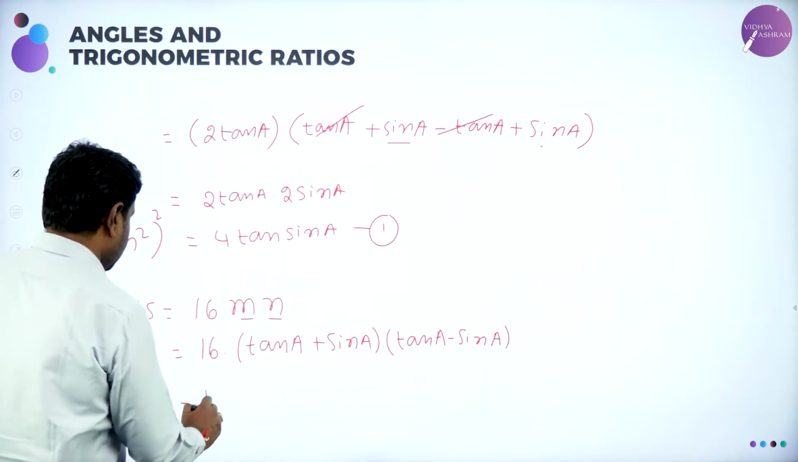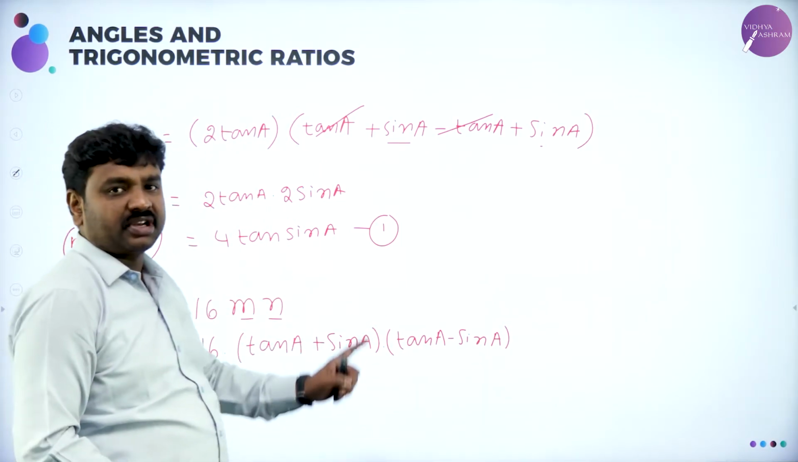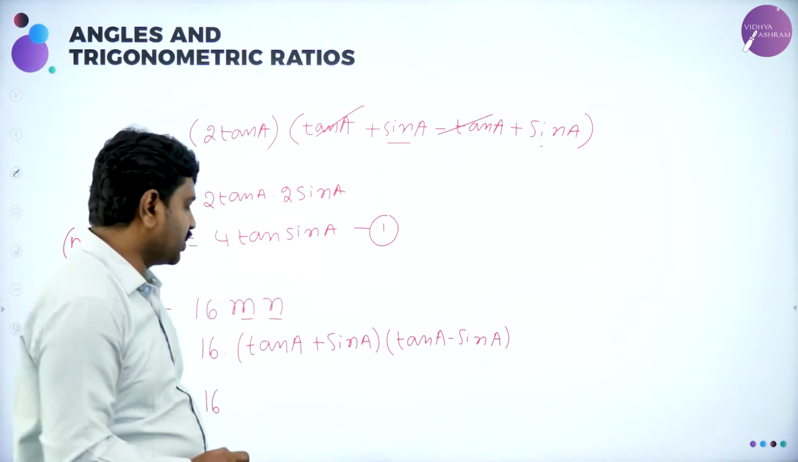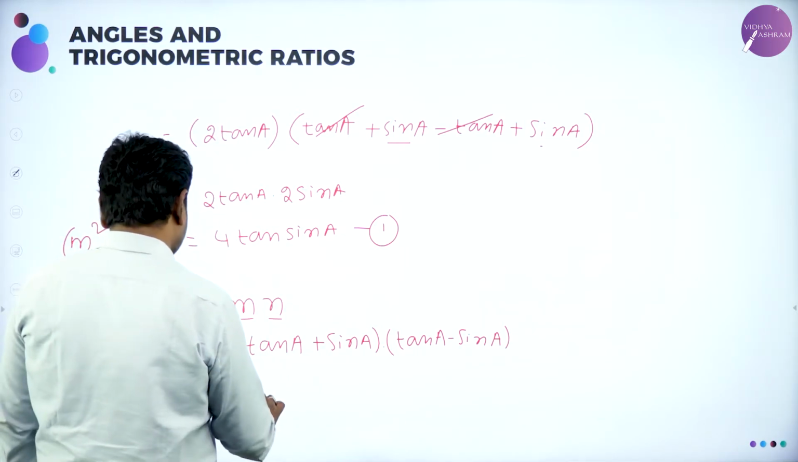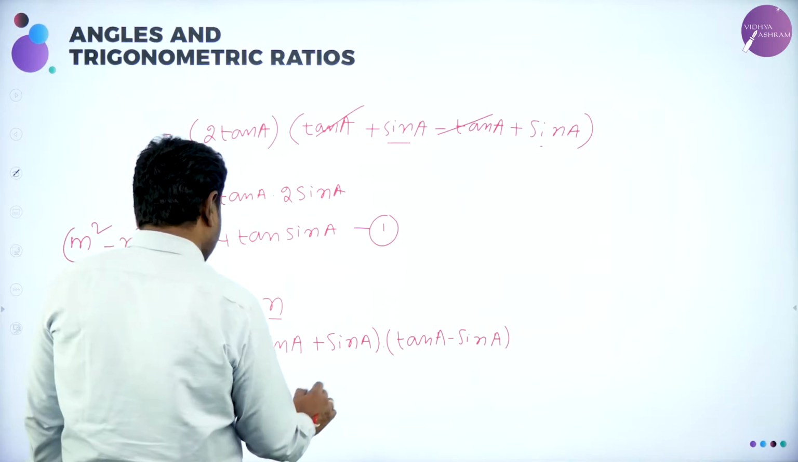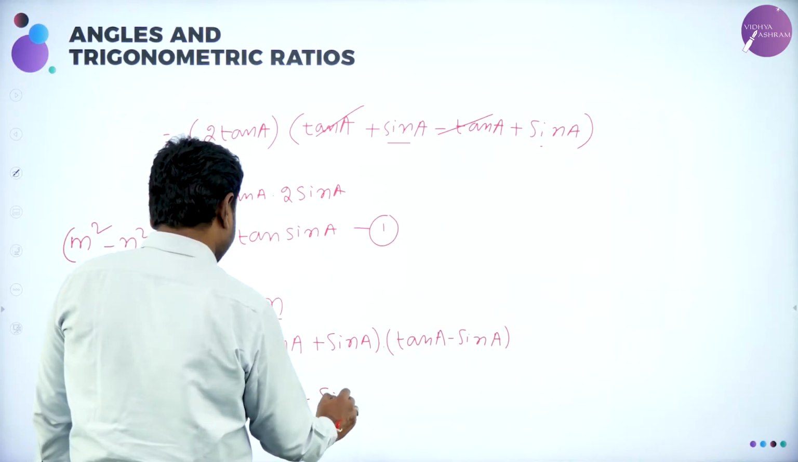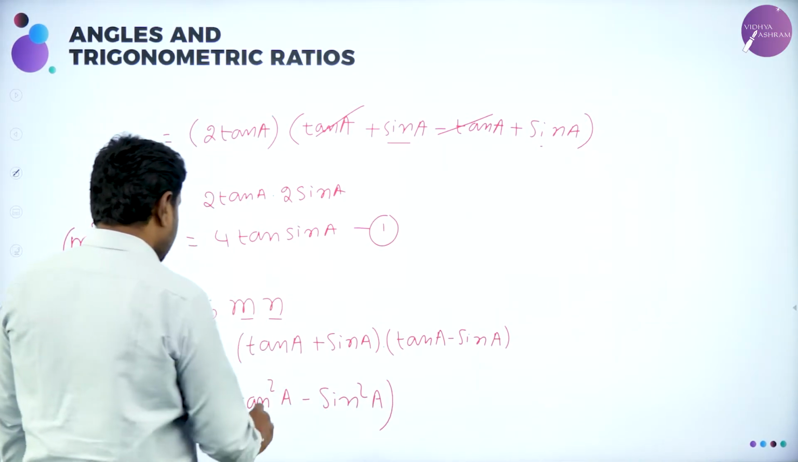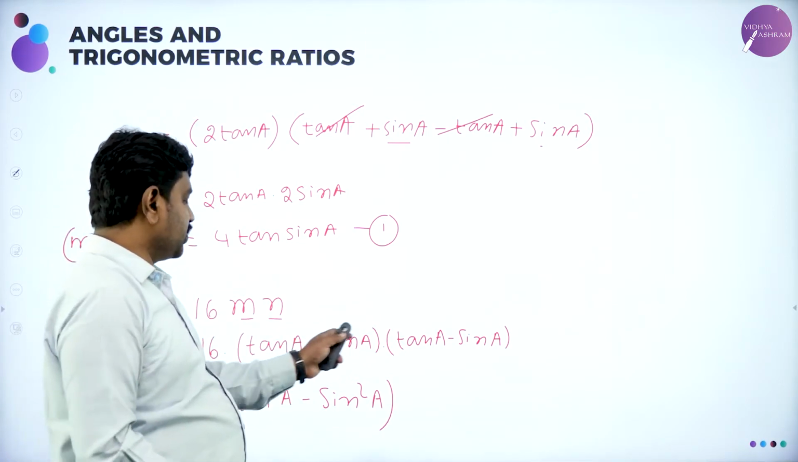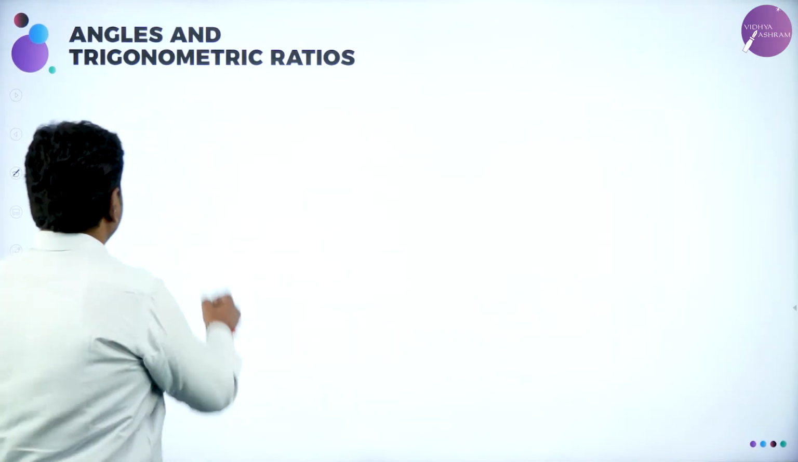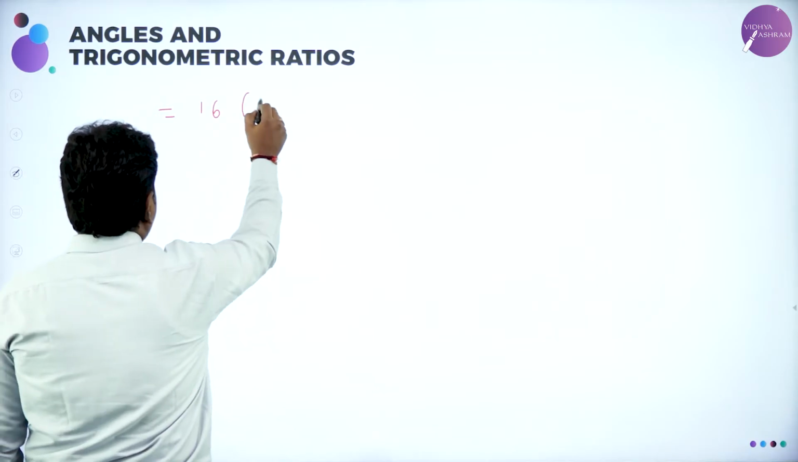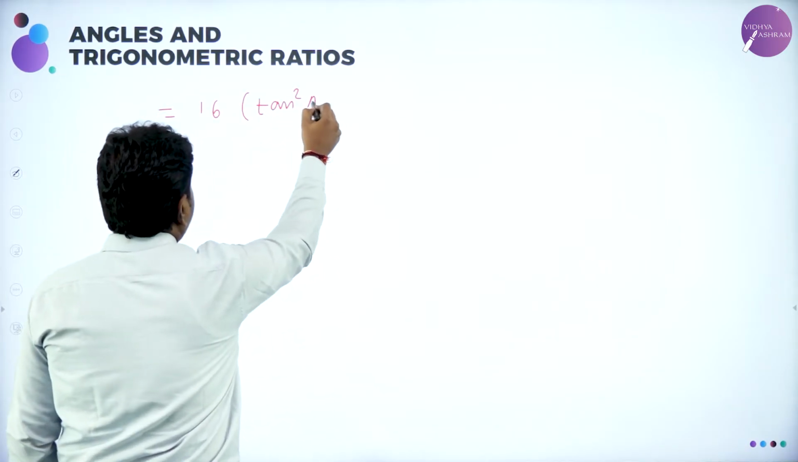Now that is 16. A plus b into a minus b. What is a plus b into a minus b? A square minus b square. So it will become 16 tan square a minus sin square a. Because it is in the form a plus b into a minus b. A plus b into a minus b is a square minus b square. So now we have 16 tan square a minus sin square a.